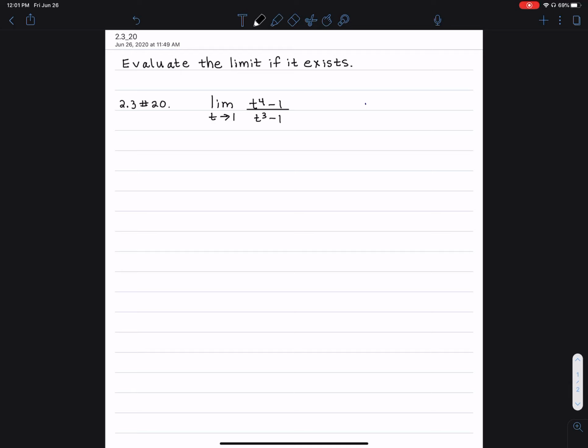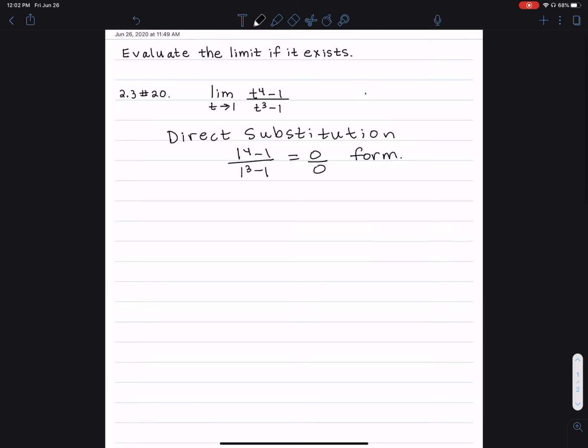Okay, here we are. We're going to do Stewart Calculus, 8th edition, early transcendental, 2.3, number 20. We're trying to evaluate the limit that exists. If we use direct substitution by plugging in t equals 1, we will see that we get 1 to the fourth minus 1 over 1 to the third minus 1, which is 0 over 0, which is undefined, but that's a form that tells me there may be cancellation.